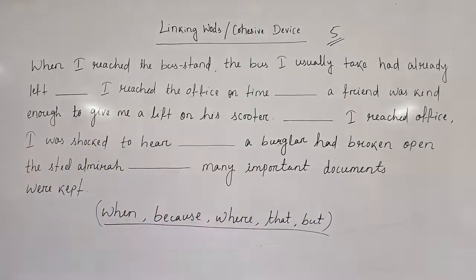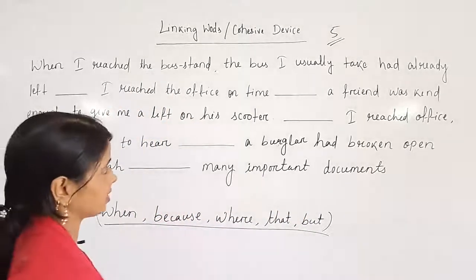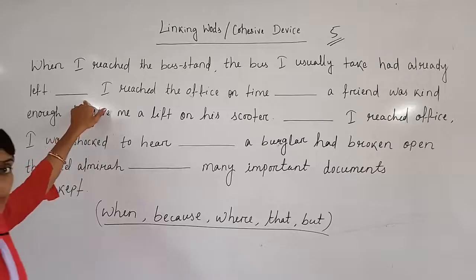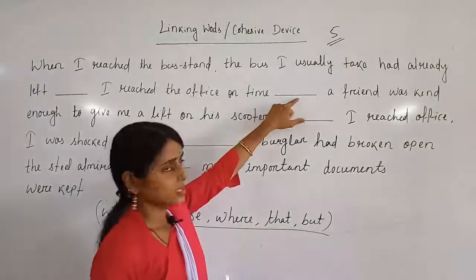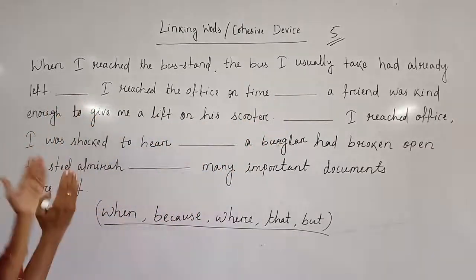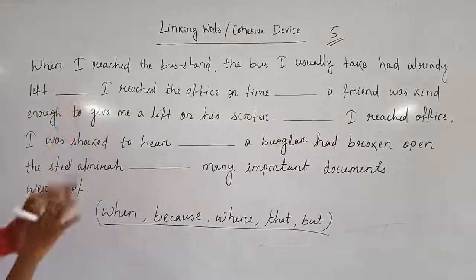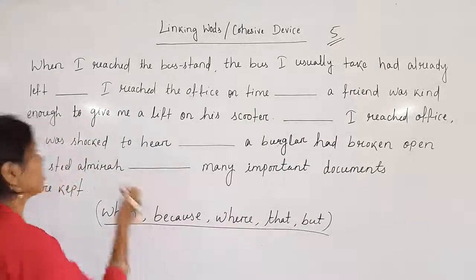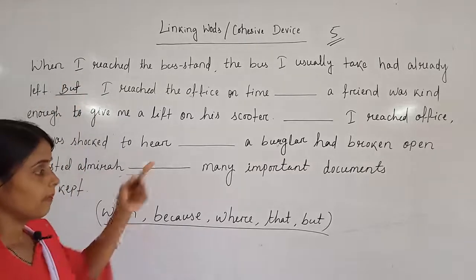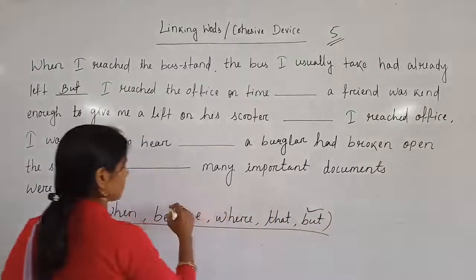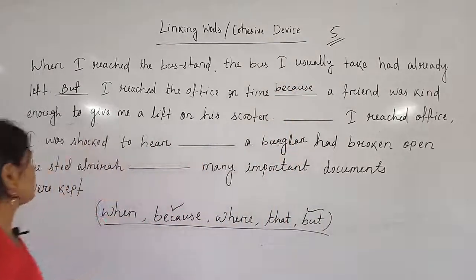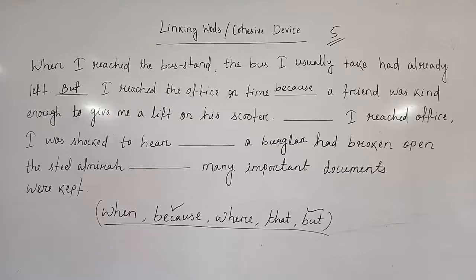So read out the first line. When I reached the bus stand, the bus I usually take had already left. Dash, I reached the office in time. Still, a reason is mentioned. Here, the reason you have to state. Which word is used for the reason? And here something is done in spite of that one, you are able to do something. So here which linking word is appropriate? But. But I reached the office on time because, a friend was kind enough to give me a lift on his scooter. Here but is over, because. Dash, I reached the office.